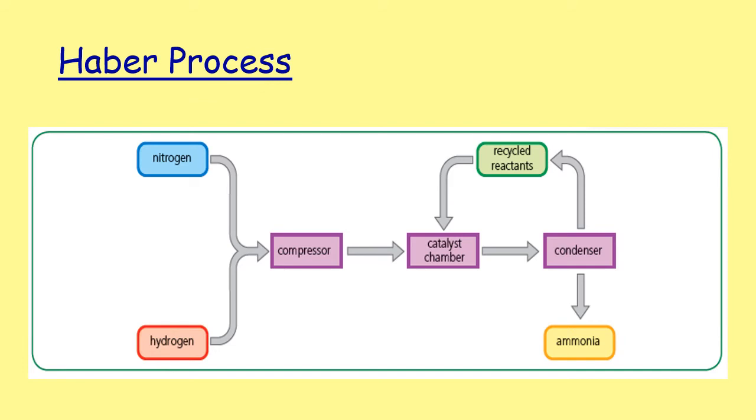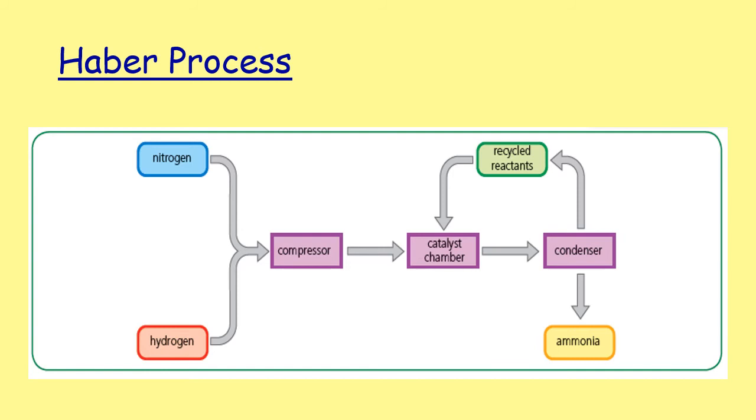Now, ammonia, if you cool it down enough, will condense and turn into a liquid, whereas the nitrogen and hydrogen will not turn into liquids. So the condenser allows the ammonia to be separated from any unreacted nitrogen and hydrogen, and what's really important is that any nitrogen and hydrogen left unreacted at the end get recycled back into the catalyst chamber.